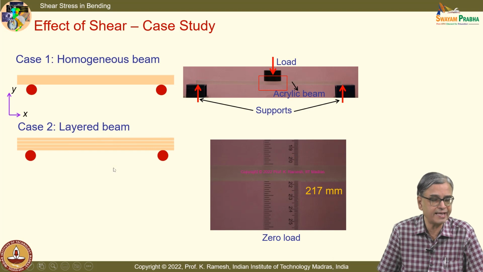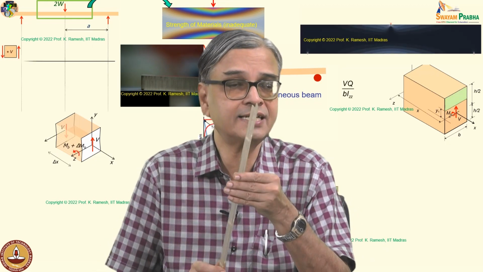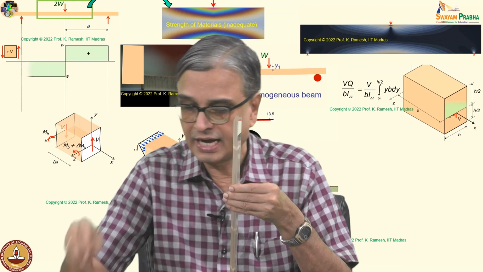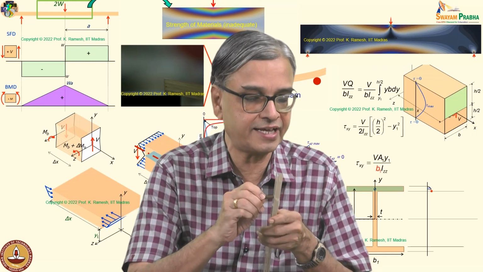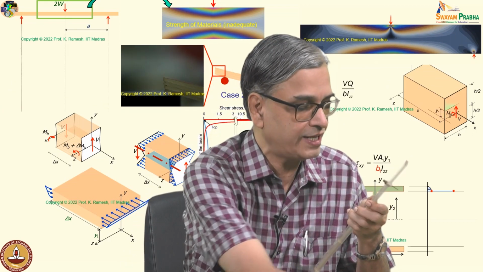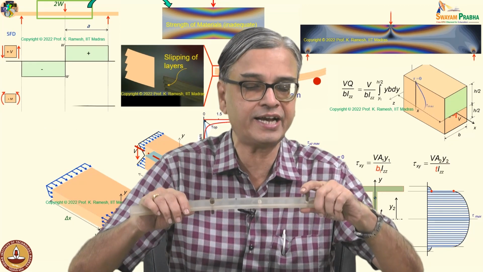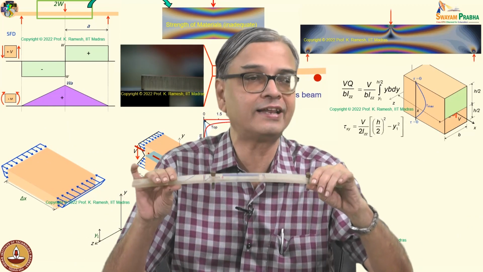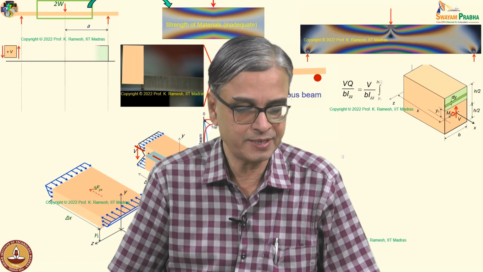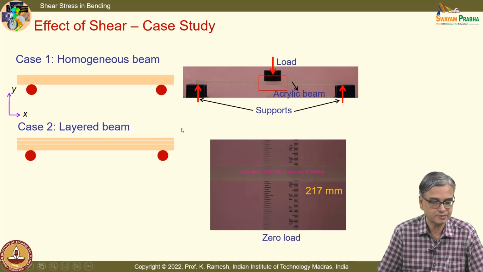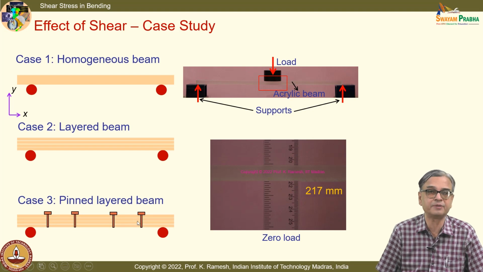The case 2 is a layered beam. When I add the thicknesses, it adds up to the thickness of the original beam. And the third case, what I am going to do is, I am also going to tie these layers, so that means they are not allowed to move freely. I have 4 pins, but I will just insert 2 of them to illustrate that I am not allowing them to have any relative motion, just to understand what way the experiment shows up. So the third case is, I have a pinned layered beam.